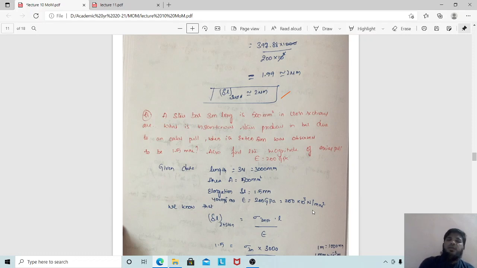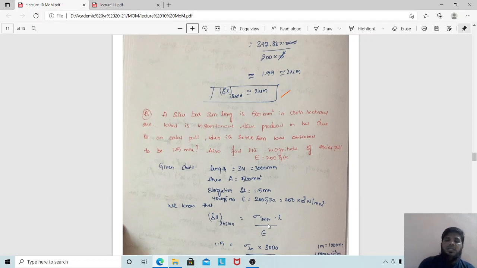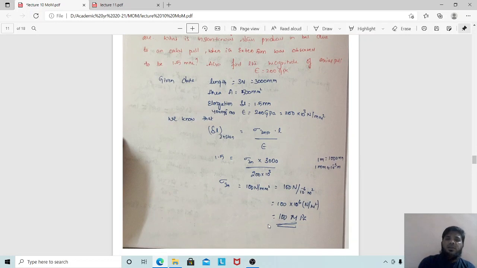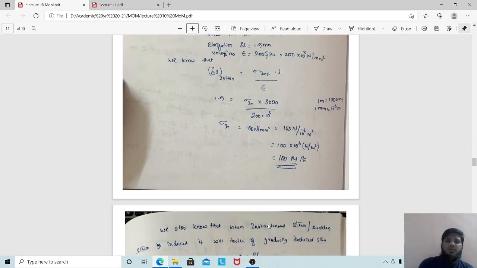So the given data has been taken here. Length 3 meters, which we have converted into millimeters. Area is given as it is. Elongation is given as 1.5 mm. Young's modulus is given. We know that delta L is equal to sigma into L by E, where this delta L is given as instantaneous, so the stress will also be instantaneous. Based on that, we can get the value of sigma instantaneous. This is a very small problem.